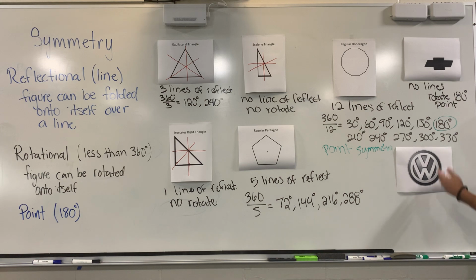And then the last one is the old VW symbol. I like this one here. This one has no rotational symmetry, but it does have line symmetry right down the middle. One line of symmetry, or one line of reflectional.